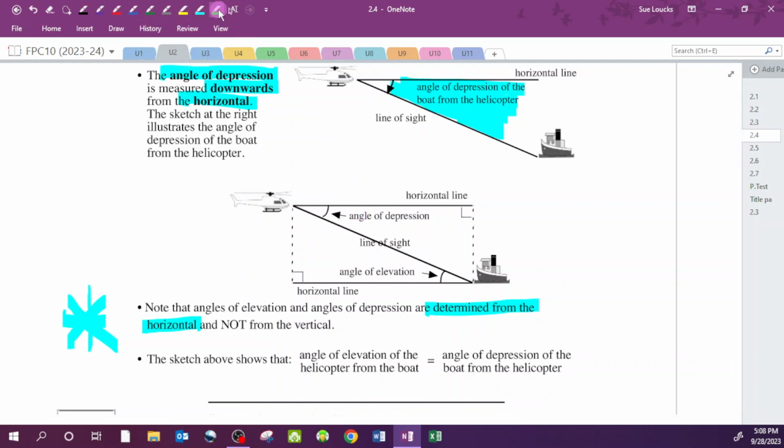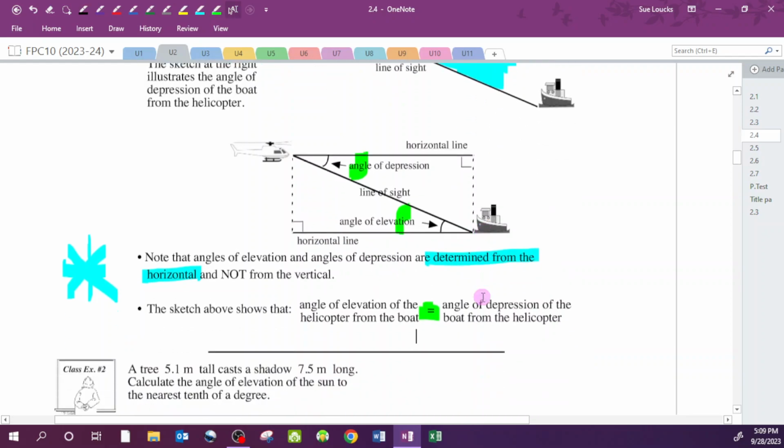And so here we have the angle of depression, and here they have the angle of elevation. And notice that they are equal, okay? They're the same thing because this horizontal line, the lines are parallel. So those two angles are equal, and that's super important.